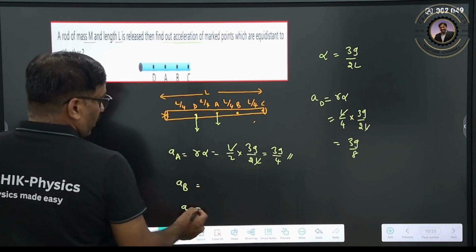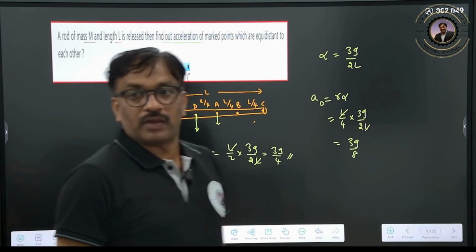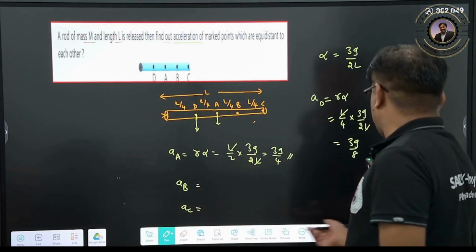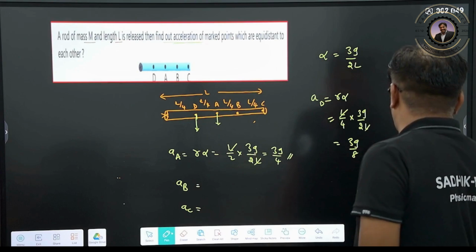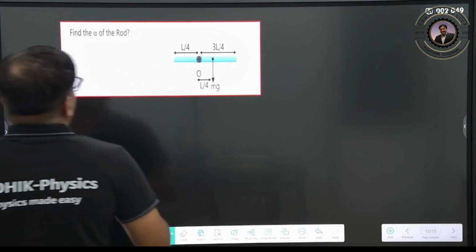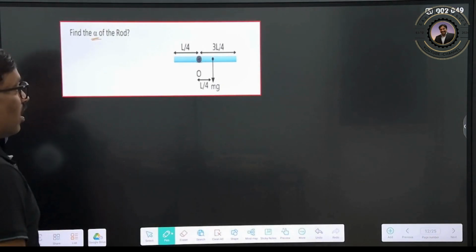So please calculate it and comment in the video. Same here, we can solve the problems now. We'll solve the problems now. Here the problem: we have to find the alpha of this rod.